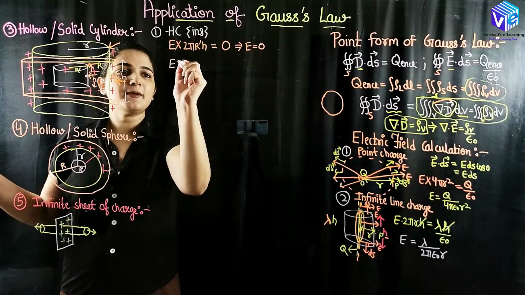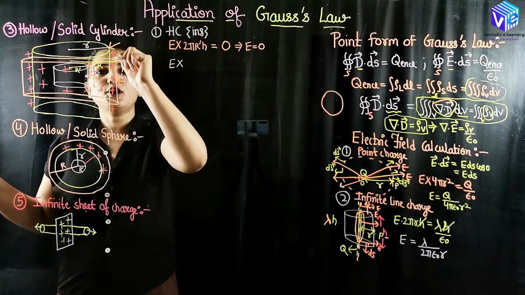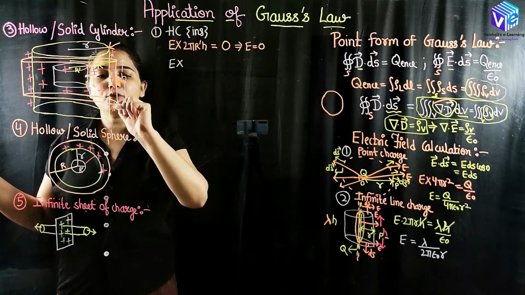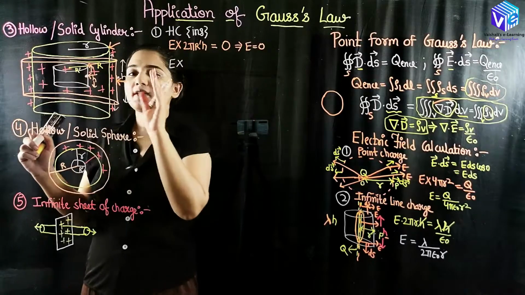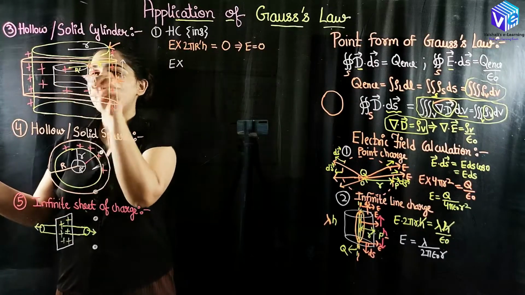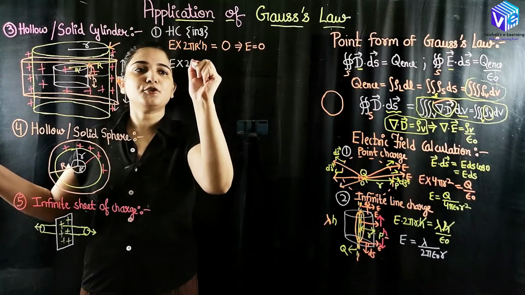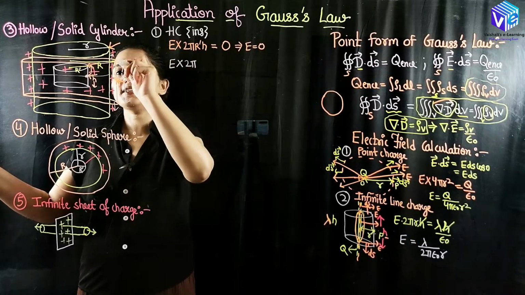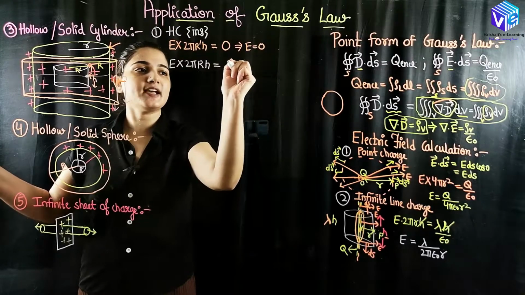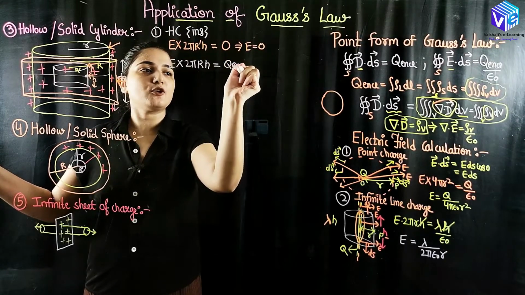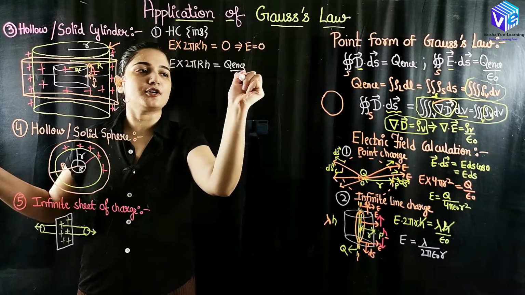So now I will be multiplying. I already know that the upward portion and the downward portion will not be contributing. I just need to know the overall surface. So E into 2 pi. What is the radius of this big sphere? It is r. Height I have taken to be h. It will be equal to q enclosed upon epsilon naught.